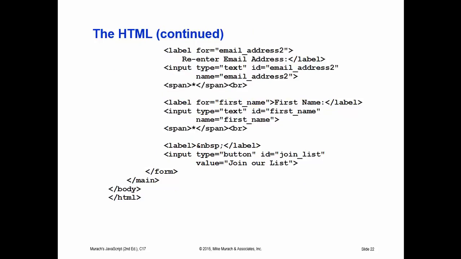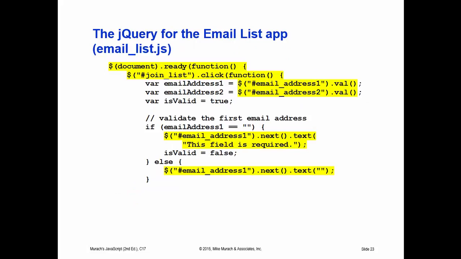The jQuery itself is shown on page 569 in the book, and also starting on the slide right here. What this shows is how JavaScript can be used in conjunction with jQuery. jQuery is used for the DOM scripting in this example, and JavaScript for the logic.